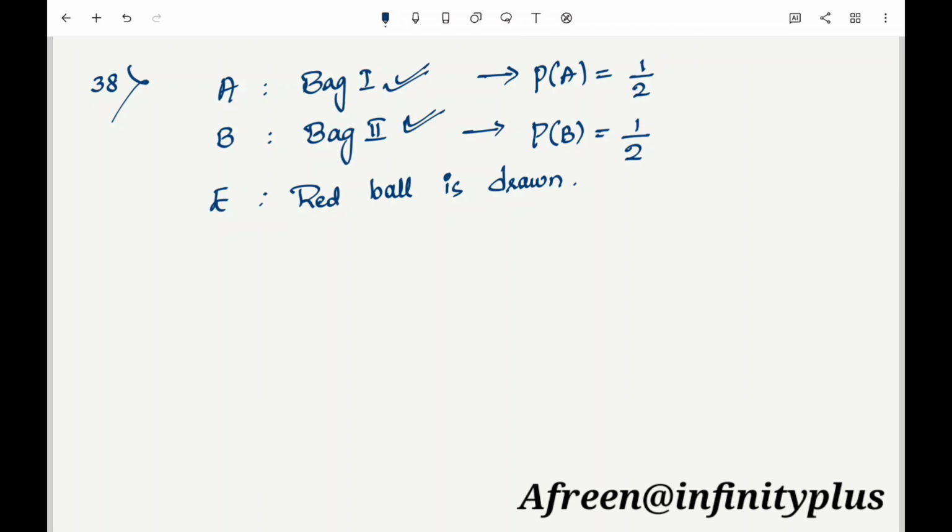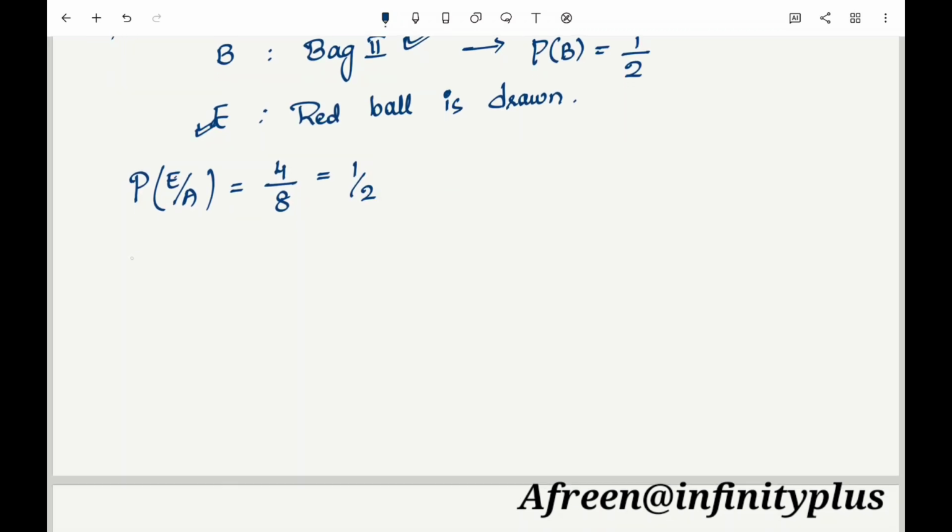And E is the event which they are asking, that a red ball is drawn from each bag. If I am taking the probability of a red ball drawn from bag 1, while writing you have to observe that this denotation means a lot. This is the probability of event E, a red ball drawn from bag 1. Since it's bag 1, I have taken A, which is equal to, how many red balls are there in bag 1? 4 red balls out of 8 balls, which will be 1 by 2.